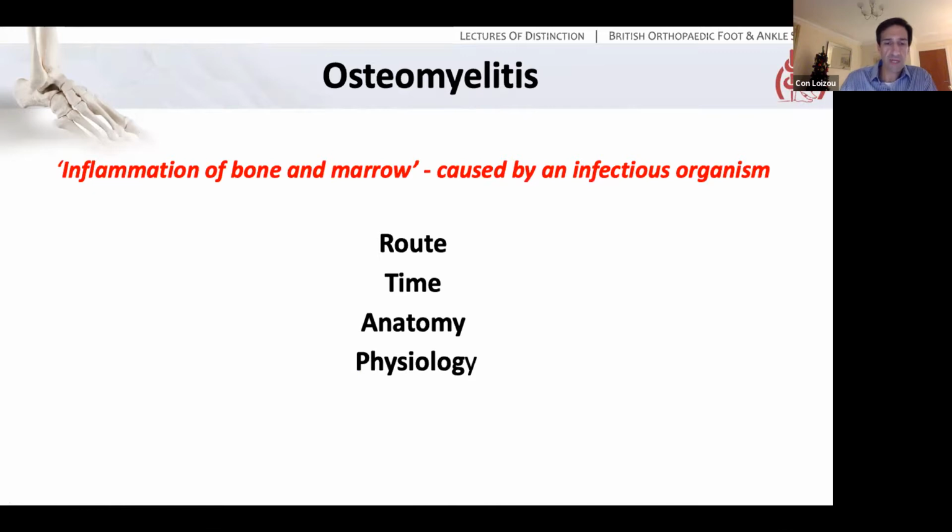So we covered infections from nail to deep fascia, and now we're down to bone. And osteomyelitis literally means inflammation of bone and marrow that is caused by an infectious organism. Now, it can be classified by route of transmission, by the time it's been present, and by the location of the bone and the physiology of the host.